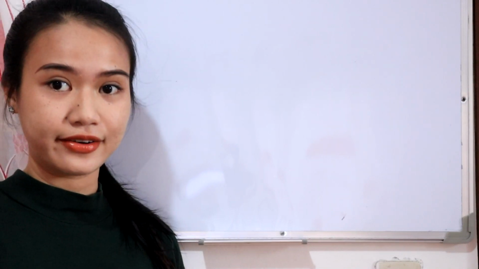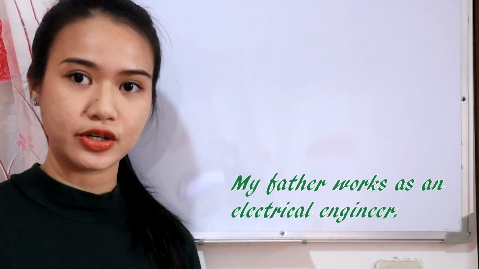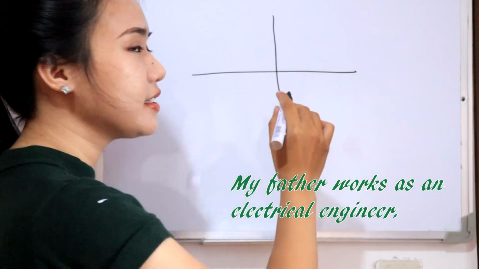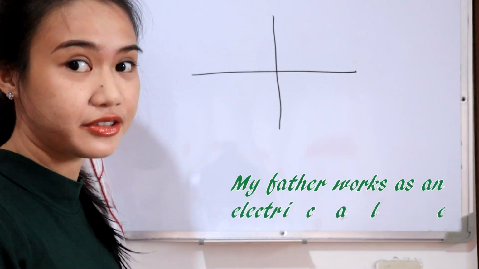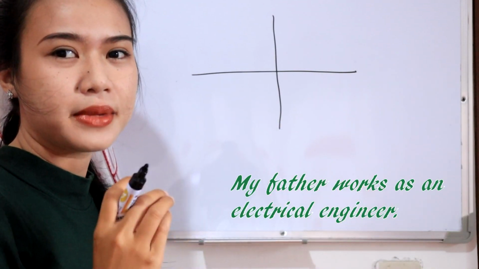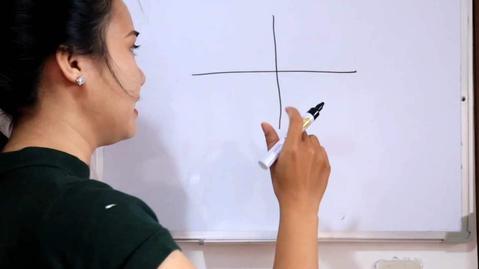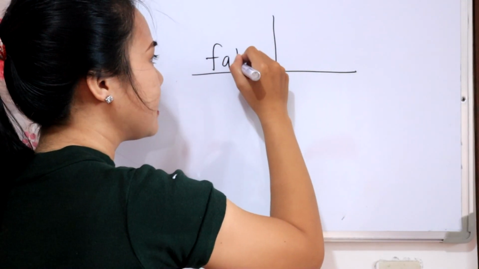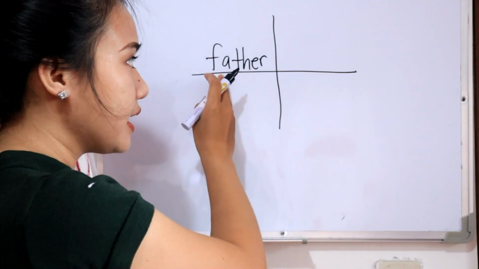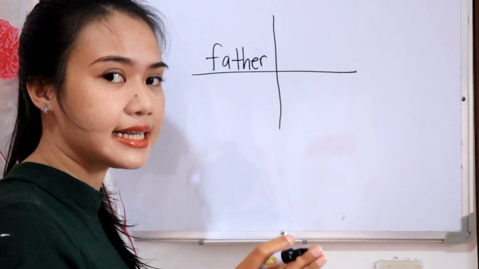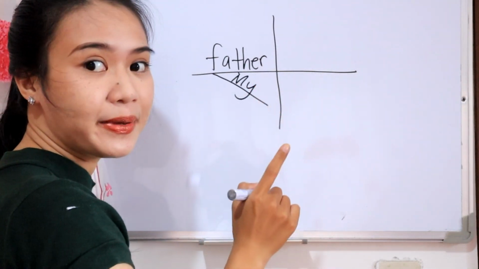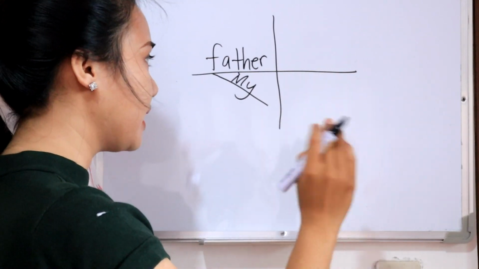The first sentence that we will diagram is, my father works as an electrical engineer. So the first thing that we have to do is to draw lines. As much as possible, it should be straight. So if you have a ruler, better use that than just doing what I did, because some instructors are very meticulous in terms of lining. Okay. So, father is our subject. Now, ask yourself, is there any modifier connected to the subject? Yes, that is my. So, we're gonna write the modifier here in capital letter, okay? Because it is the beginning of the sentence.